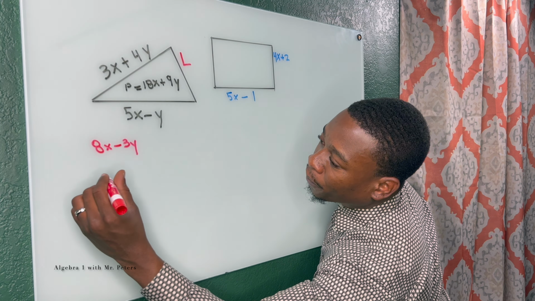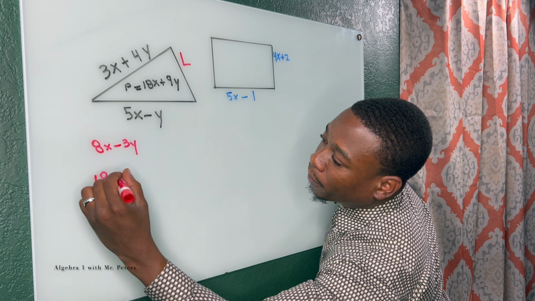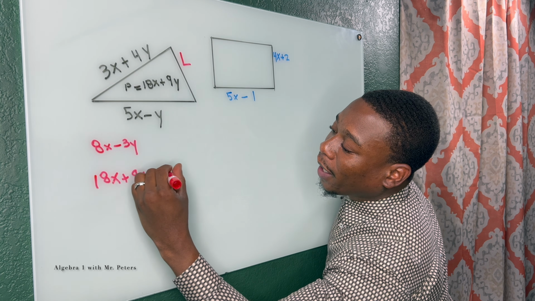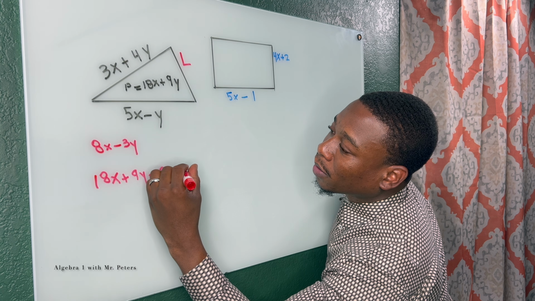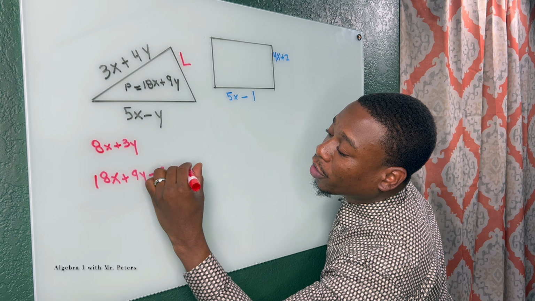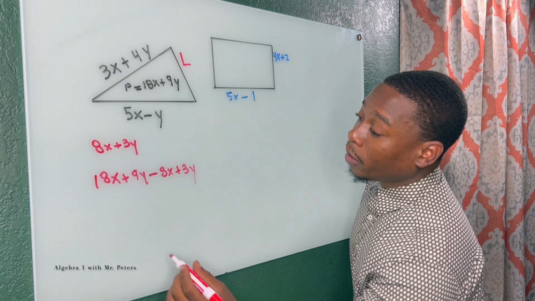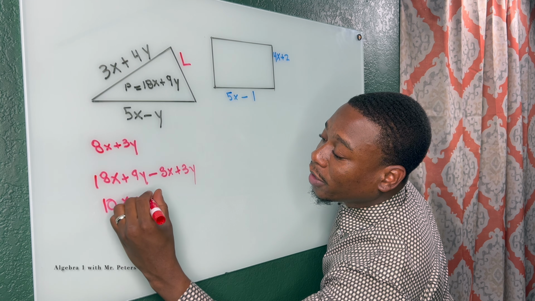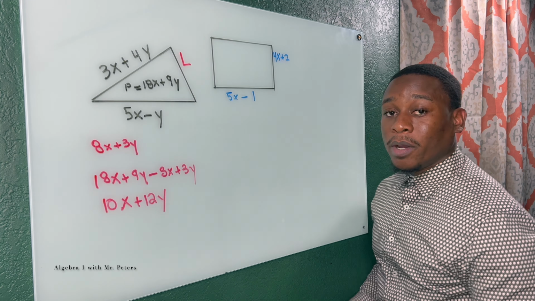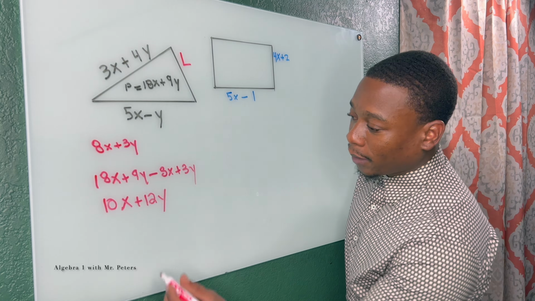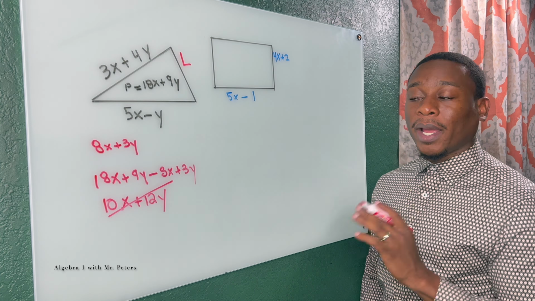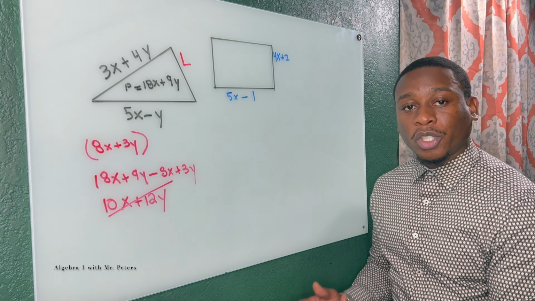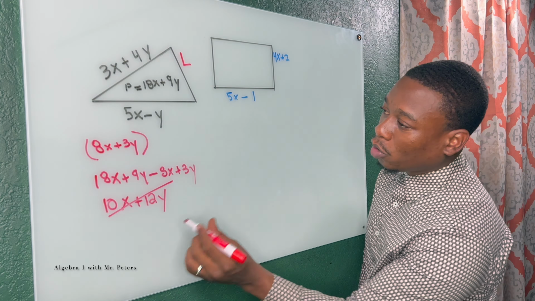If you come in here and you say, okay, I have 18x plus 9y minus 8x plus 3y, I had the wrong sign, what we're going to get is 10x plus 12y. But this is incorrect. And the reason why is because this is an entire expression. So when we subtract, this is the best way to do it, right?